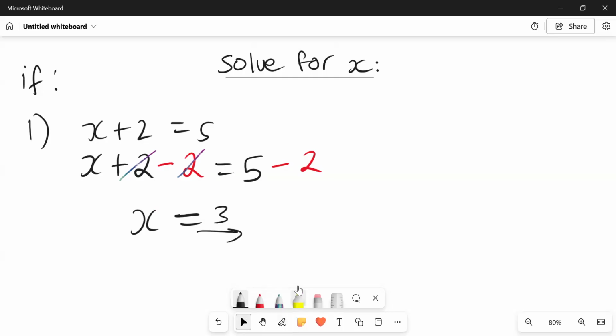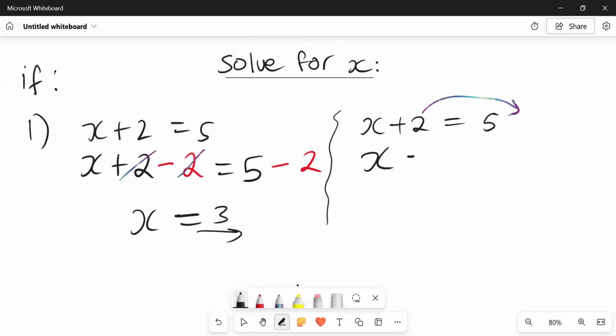So there are two ways to solve this, right? One would say, I prefer to use this way, whereby now I transpose to the right-hand side. When you transpose, you are moving 2 from the left-hand side to the right-hand side. That's transposing. When you do that, the sign of 2 changes from positive to negative, right? And then you have your 2 there equals 3. So your final answer now is 3.